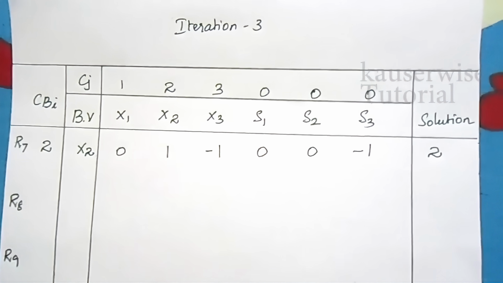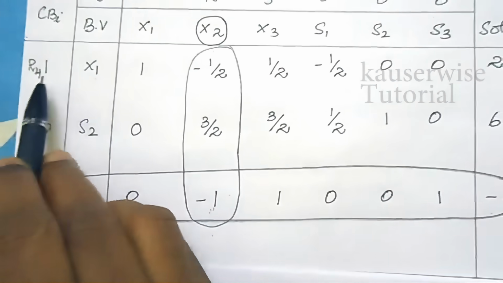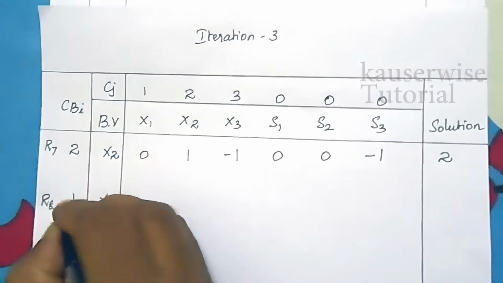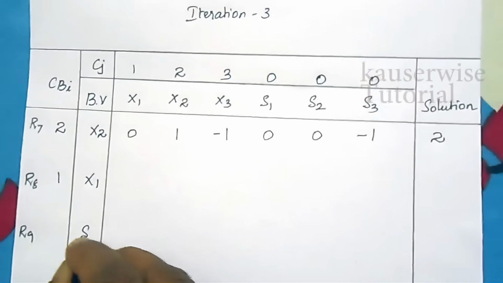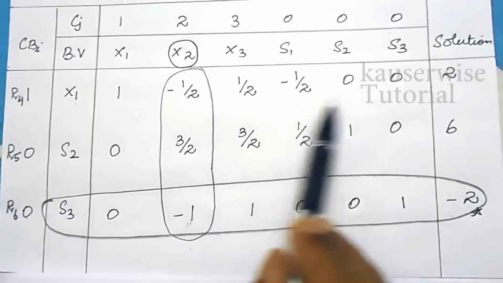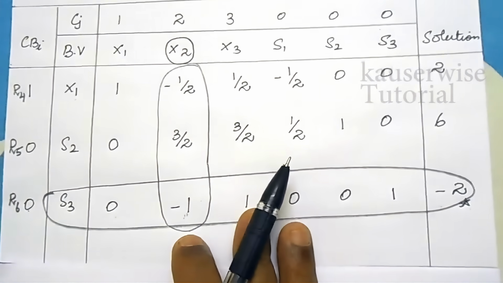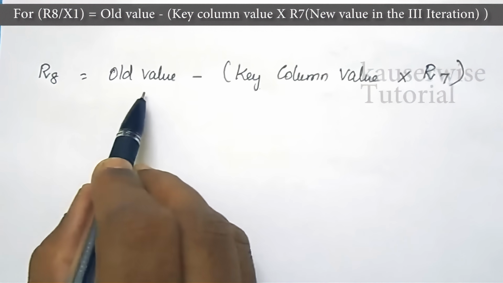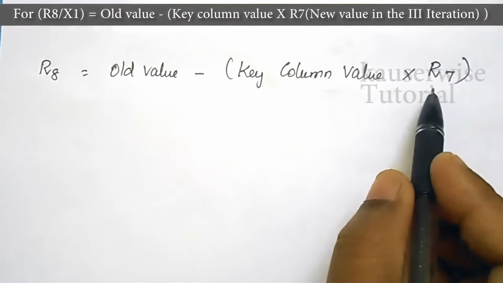For that we have to follow one small formula. Look at the previous iteration. The x1 value is 1. The second one, the s2 value is 0. Now we need to find the new values for this row as well as this row. Look at the formula: the new value for row 8 is equal to the old value minus key column value into row 7, that is the new row value.